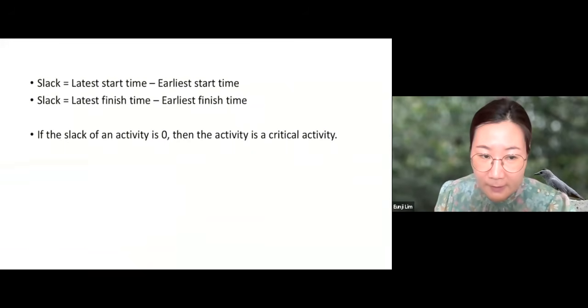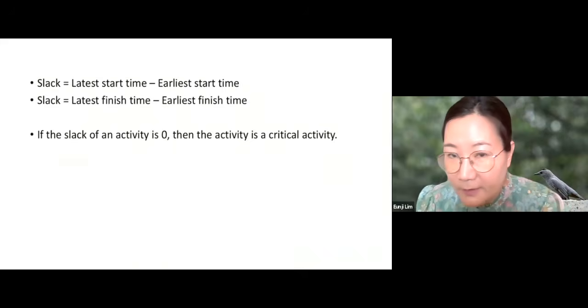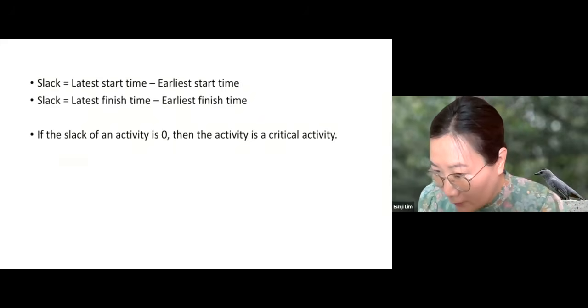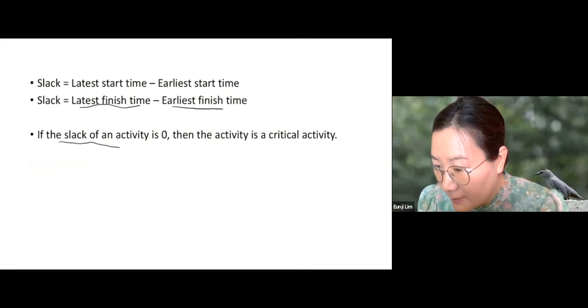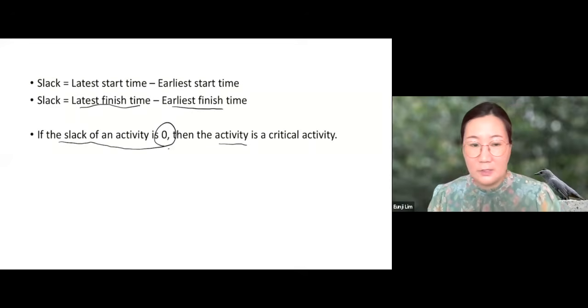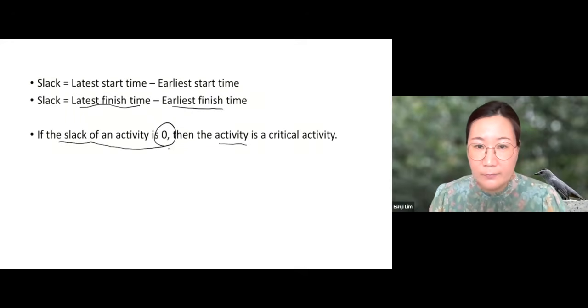So to compute the slack time, we can take the latest start time and subtract the earliest start time. Or alternatively, we can take the latest finish time and subtract the earliest finish time. And if the slack of an activity is 0, that means the activity is a critical activity. The activity is on the critical path.